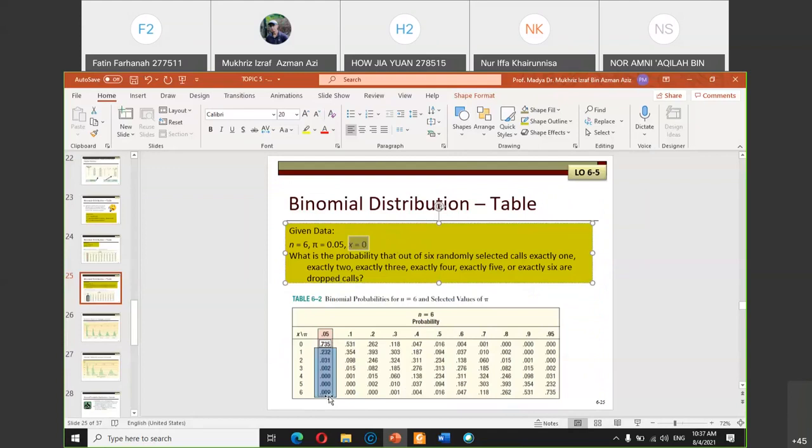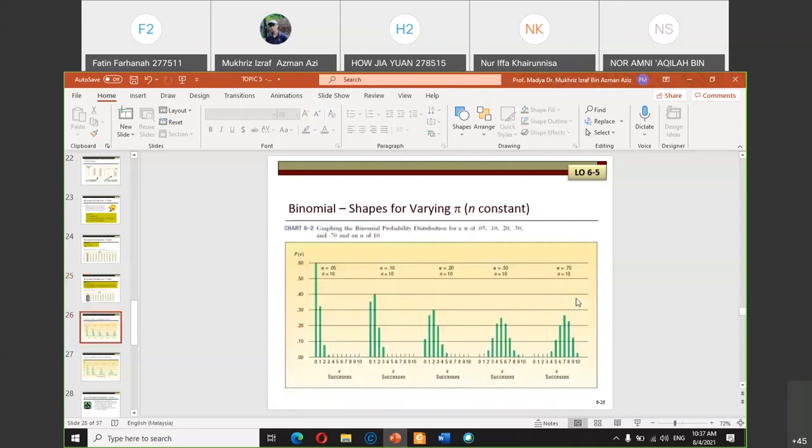The highest number that you can calculate depends on n, and you can see that the value of the probability becomes smaller as x increases. This is logical. Out of 6 trials, the probability that all 6 calls drop is very, very small. The chances for that to happen become smaller and smaller. So that is one of the things that you get from this experiment.